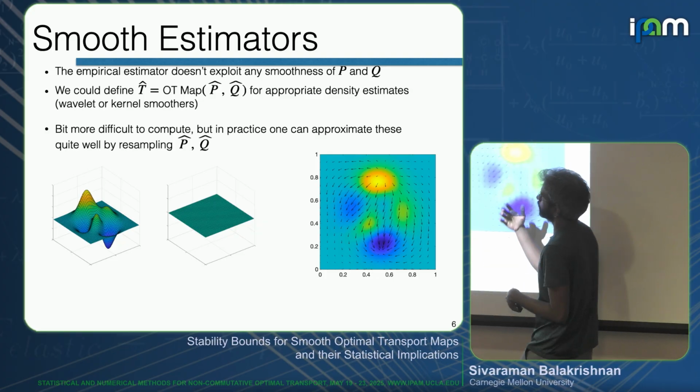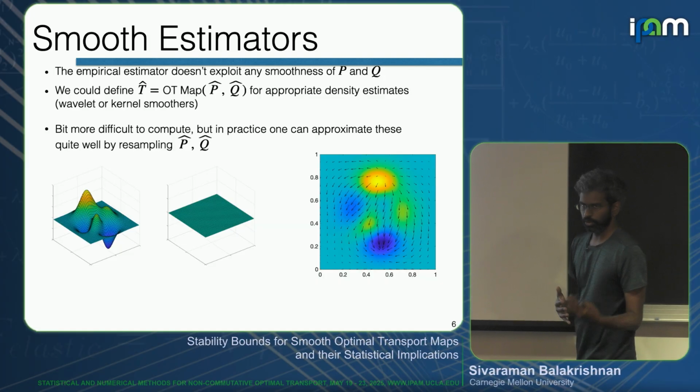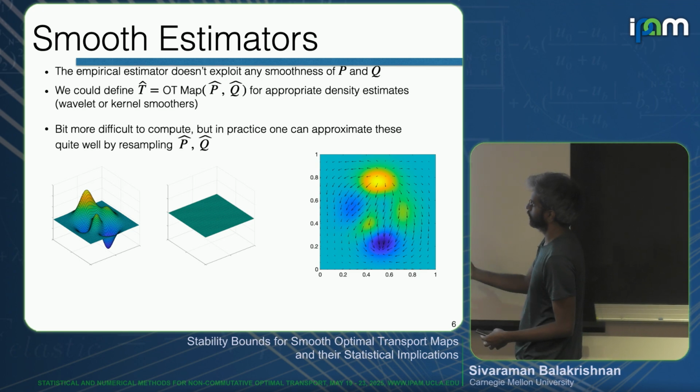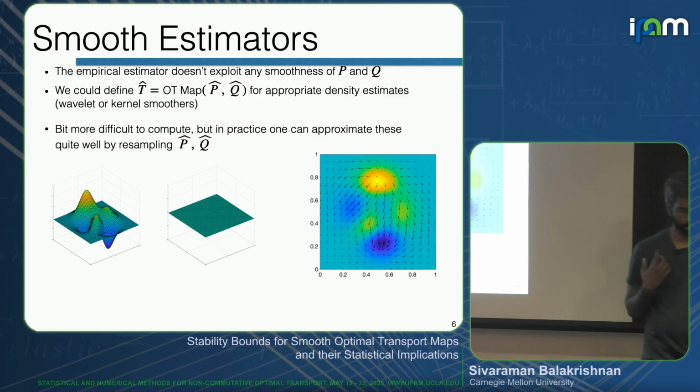Okay, so this is an example of what in statistics we would call the plug-in principle. So if I want an estimate of the OT map between P and Q, a reasonable method to try to construct such a thing would be to first try to estimate P and Q and then plug it into something, which is this box that returns the optimal transport map for you.